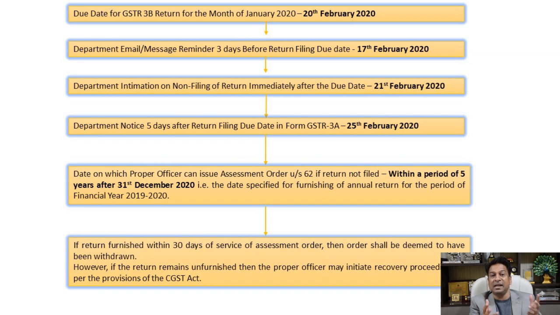So for January 2020, you get a first initial reminder that you have to file your GSTR 3B by 20th February. If you have not filed, then within 5 days, what happens? You are going to get a message that you are in default. Then after 25th February, the department is going to issue GSTR 3A under section 46. You get 15 days to file your return. In case you don't, then what happens? Best judgment under section 62.